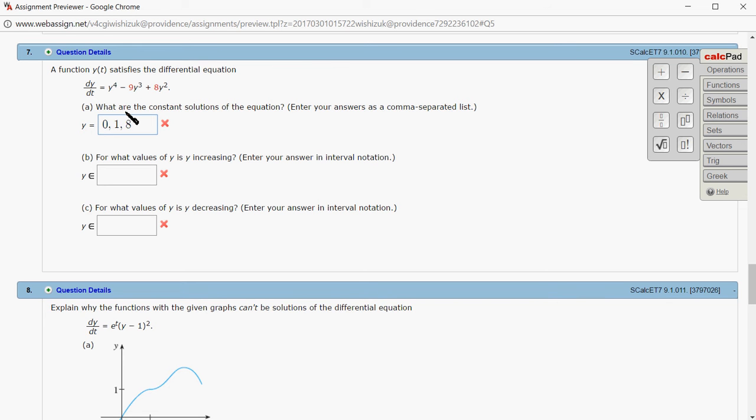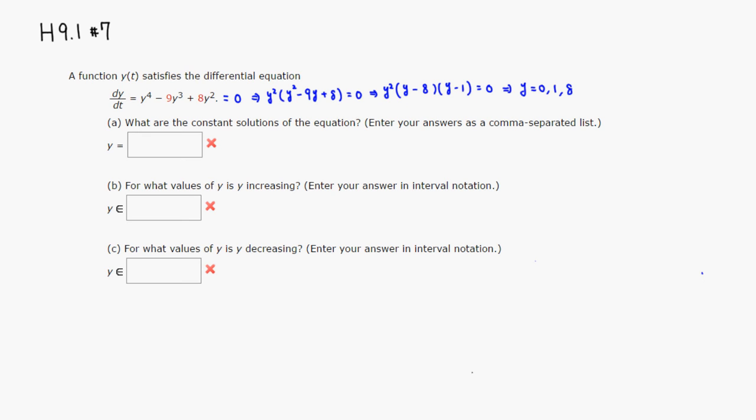So part B: for what values of y is y increasing? We want this function to be positive. Here's the y-axis. We can just find the sign of the derivative, so we're looking at dy over dt. I'm going to put tick marks at 0, 1, and 8. Then we can try any sample number. Sorry, this is actually y, not x.